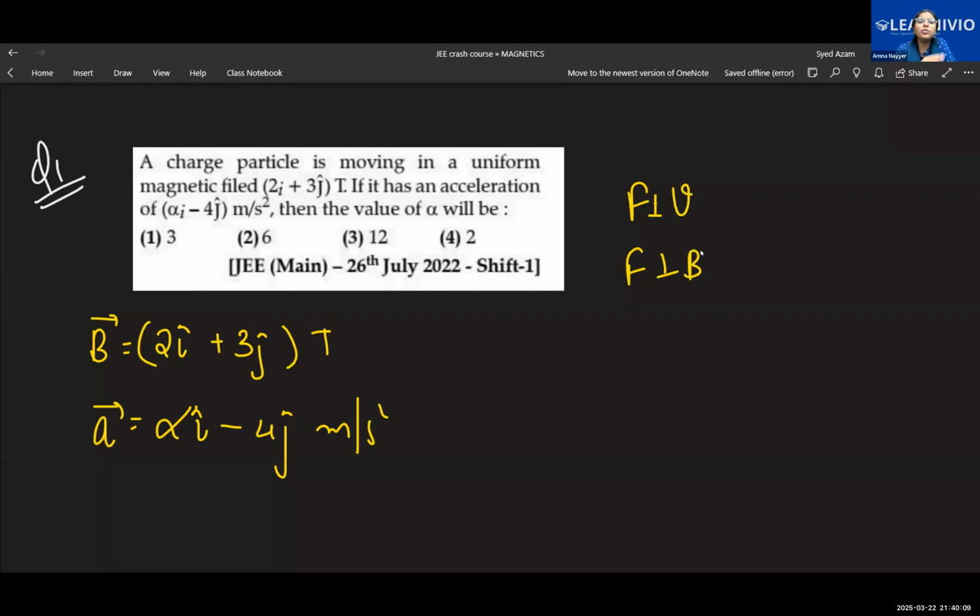Now, we have no information about the velocity. So for us, this is fruitful. Let's ignore the velocity part. This is important. Now, what is the formula of force? Newton's second law.